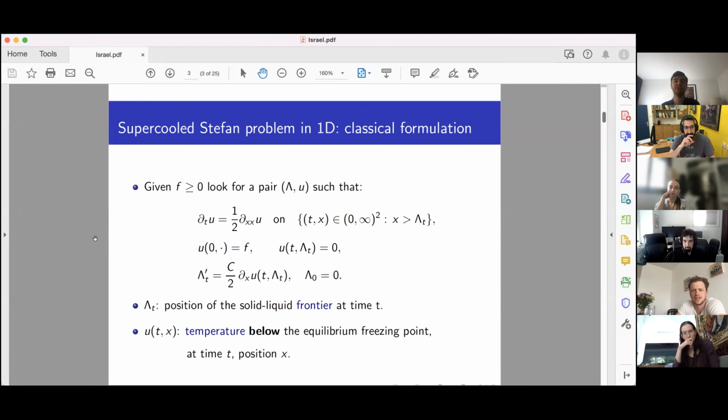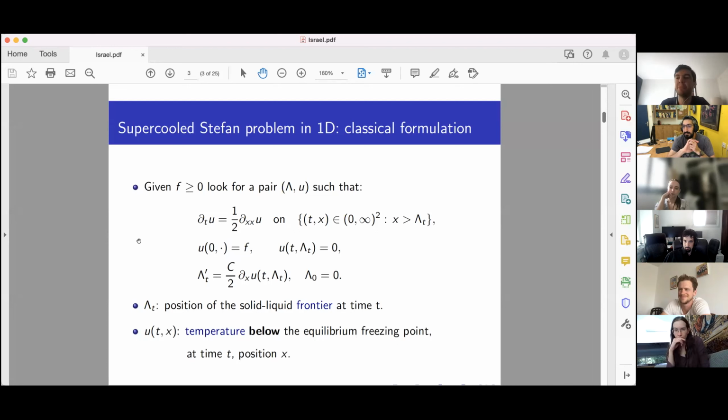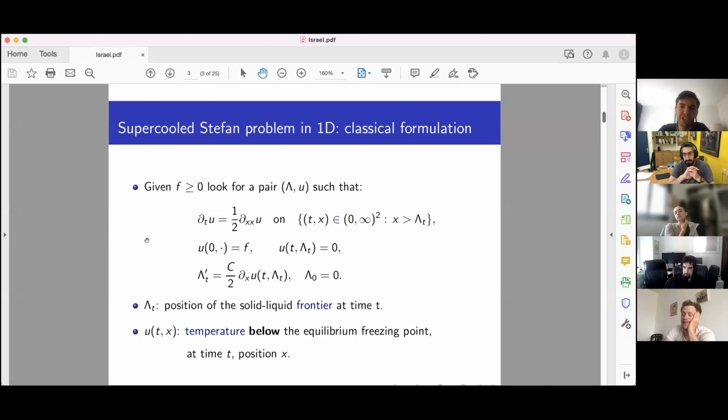So here we go. The supercooled Stefan problem in one dimension goes as follows. One dimension means that we think of the video you just saw, and we're just trying to understand how the frontier between ice and water was moving from left to right or right to left, depending on how you saw the video. So you just think of this frontier as a hyperplane that's advancing horizontally in one direction.